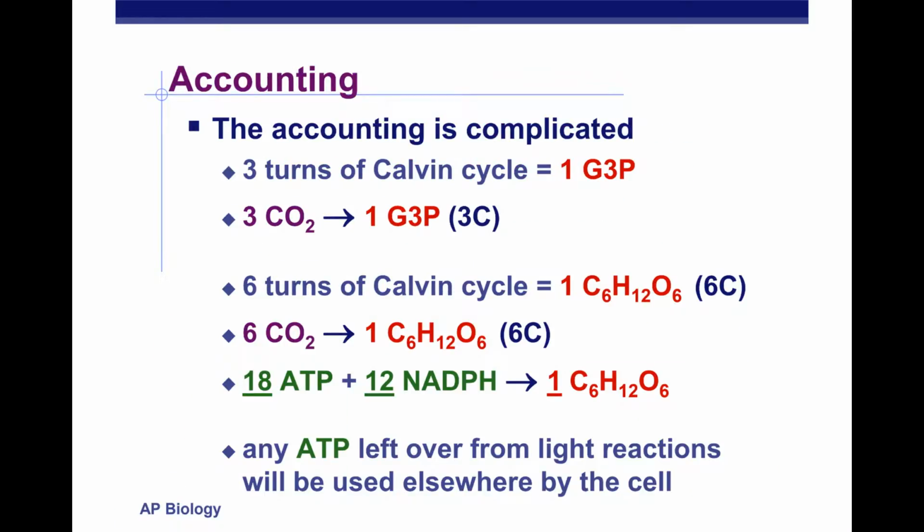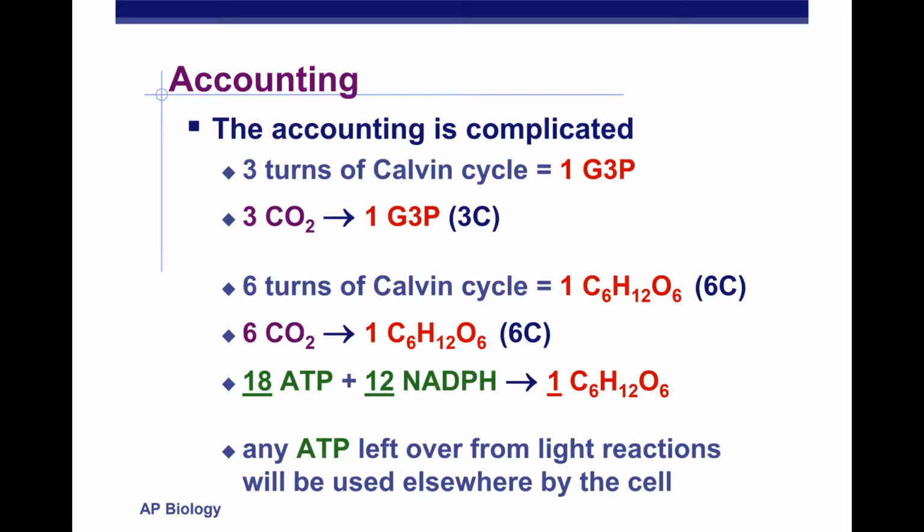Okay, so let's go over the numbers. When we actually learned this process, it was difficult then, but you need to see it again. So the accounting is slightly complicated. It takes 3 turns of the Calvin cycle to make 1 glyceraldehyde 3-phosphate molecule. 3 turns because you only get 1 new carbon from each carbon dioxide molecule. So 3 CO2 molecules give you 1 G3P. So to make a glucose molecule, it'll actually take 6 turns of the Calvin cycle.